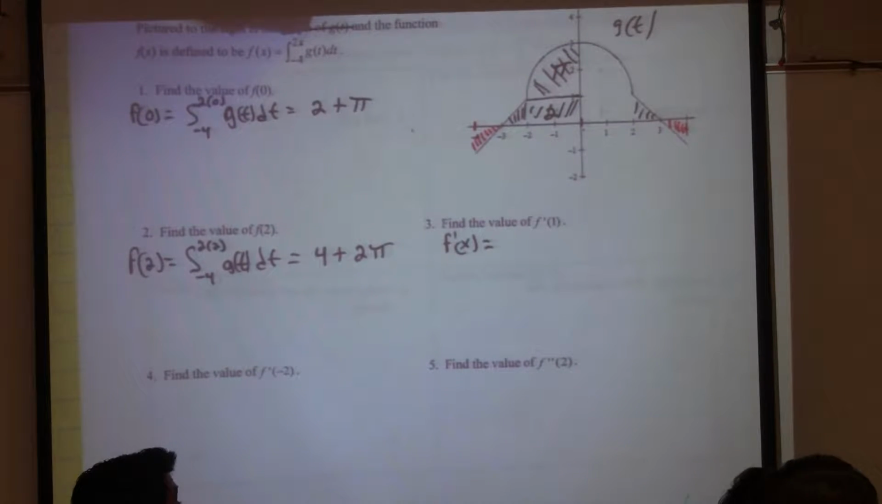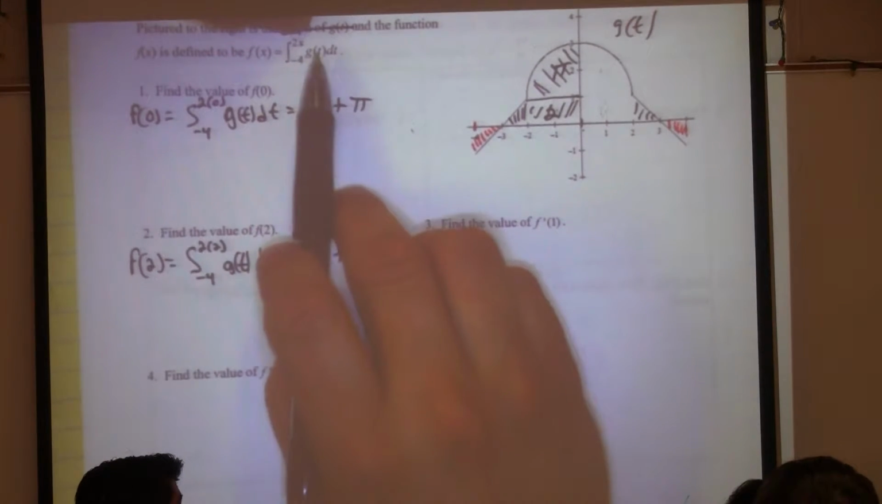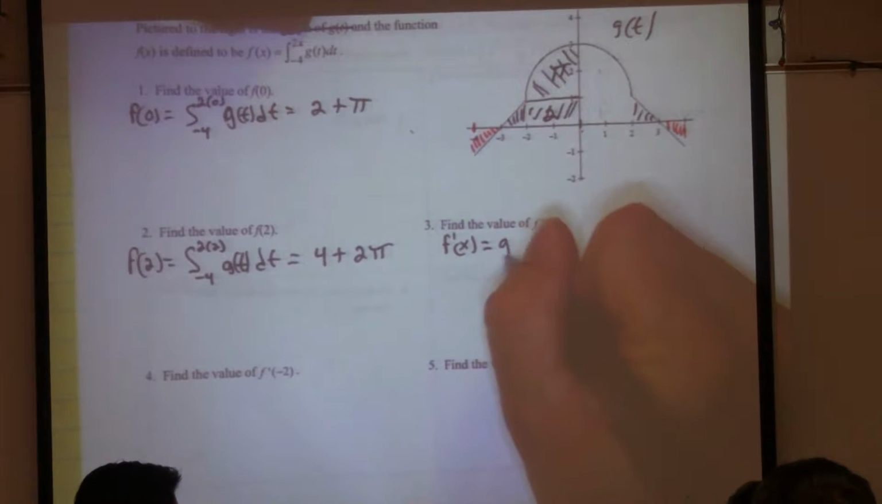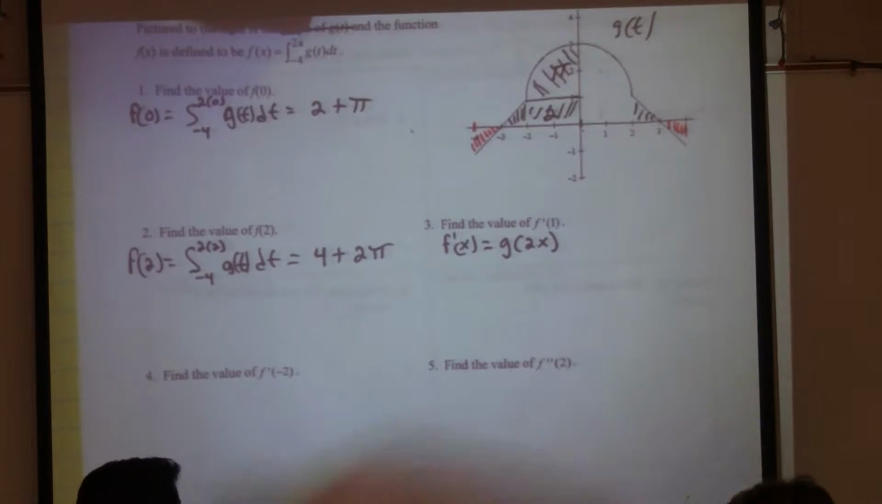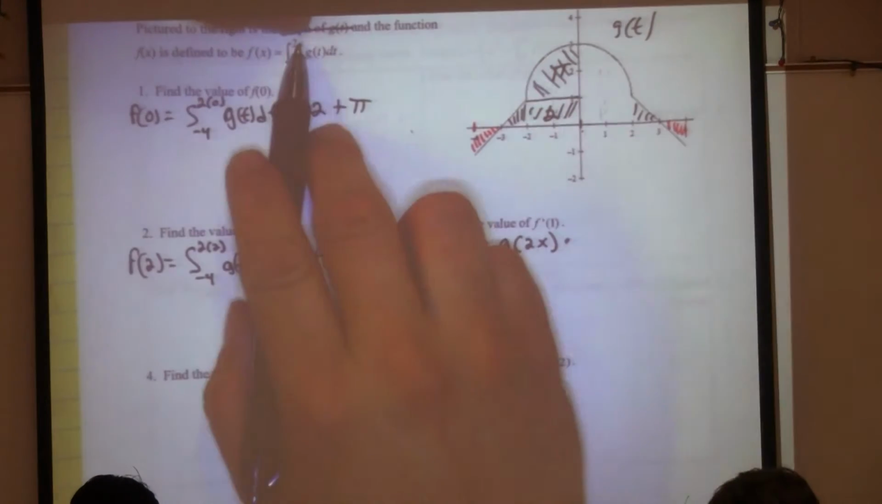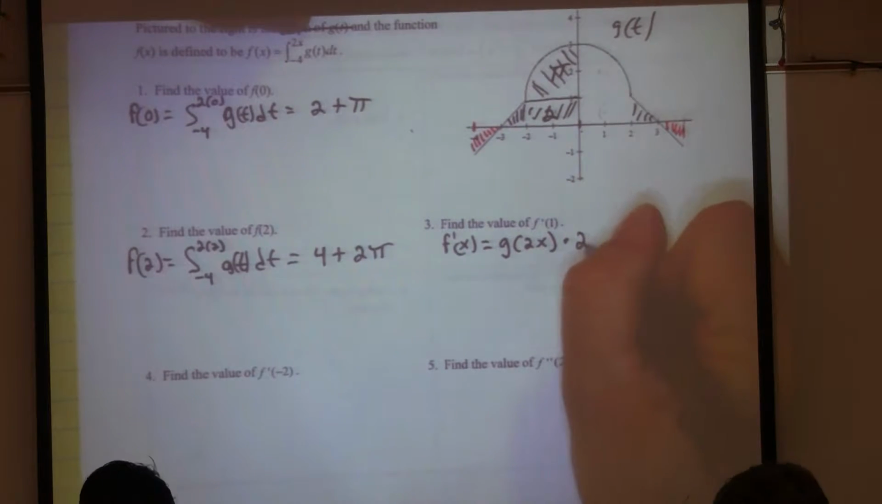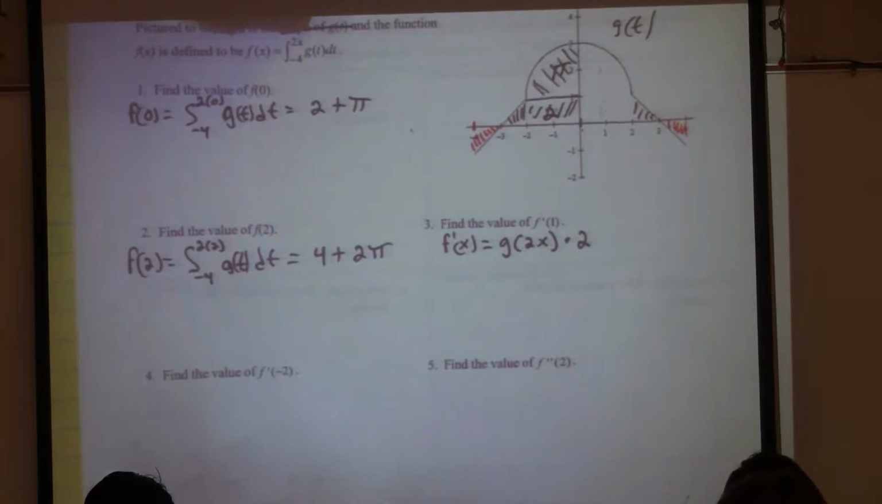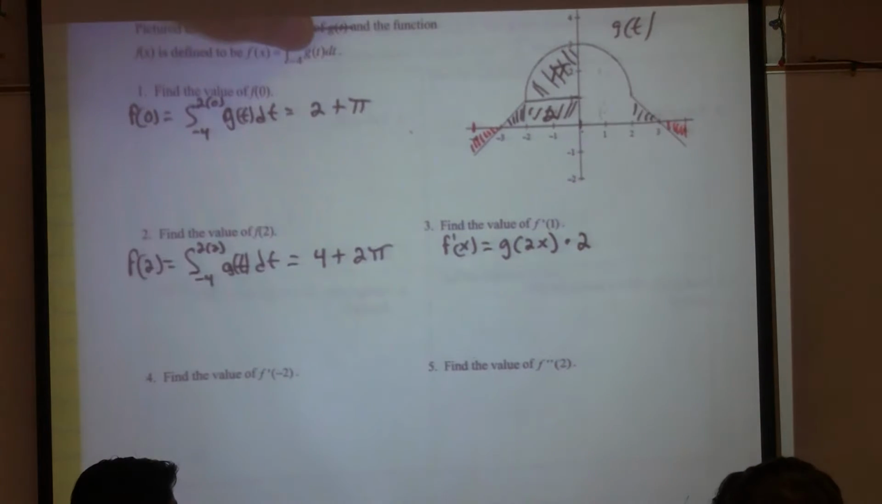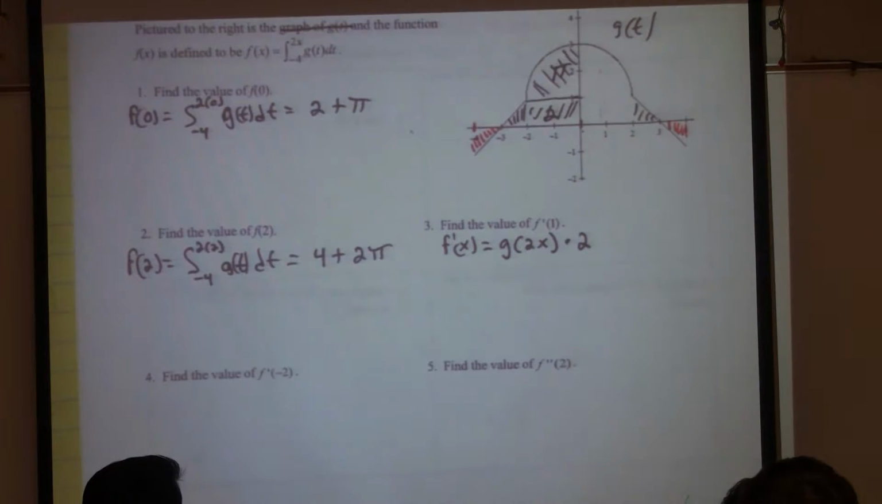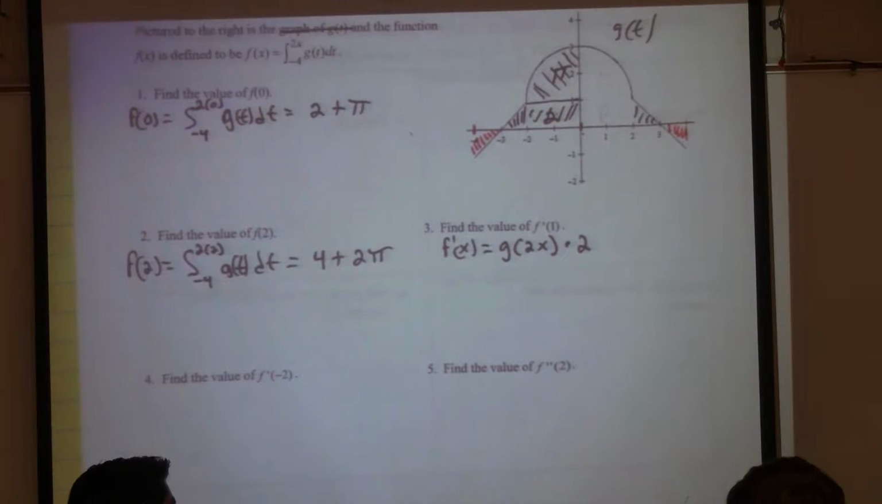Second fundamental theorem of calculus, right? Plug in the top limit. So that gives us g of 2x times the derivative of the top limit, which is 2. Minus, plug in the bottom limit times the derivative of the bottom limit, which we know is going to be 0. So we're skipping that part. You understand? Know that that's what you would have to do if that had a variable.